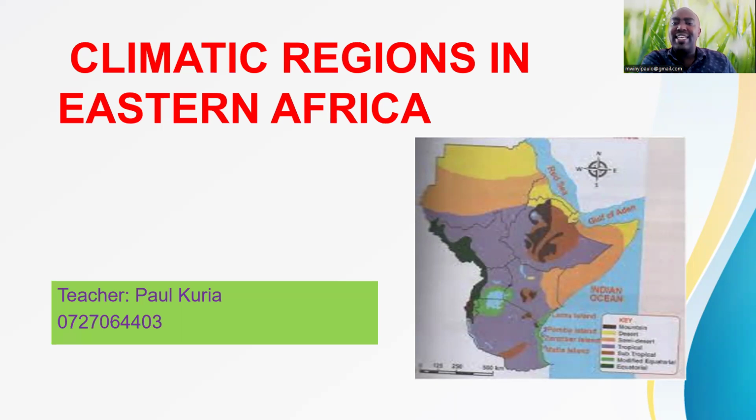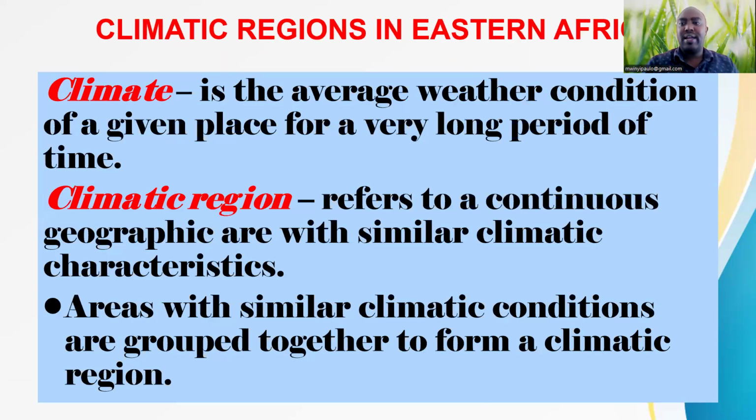Climatic regions in Eastern Africa. Welcome. Now, we shall start by defining the word climate. As you can see on your screen, climate is the average weather condition of a given place for a long period of time, between 30 to 35 or even 40 years.